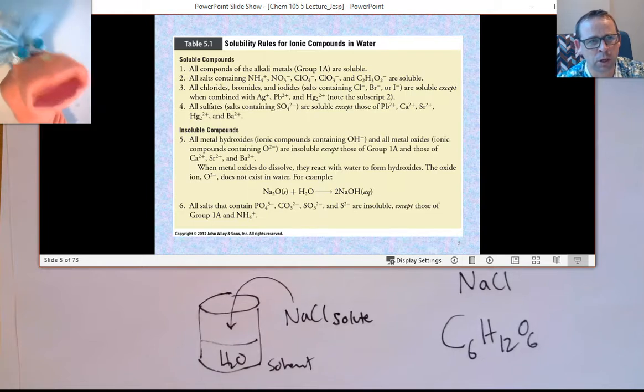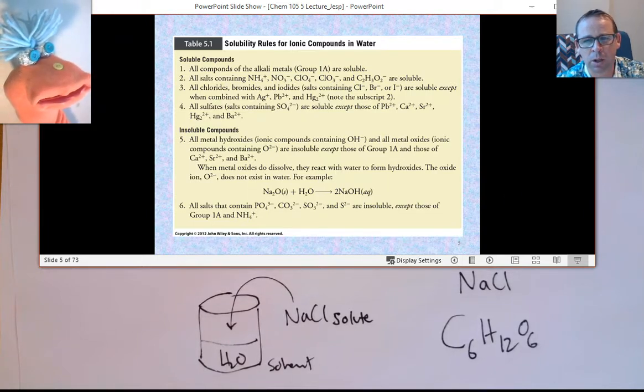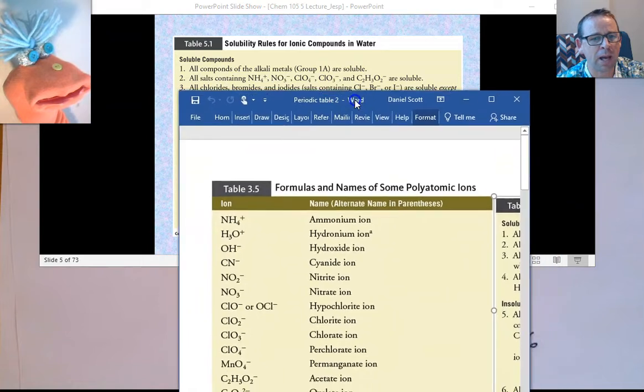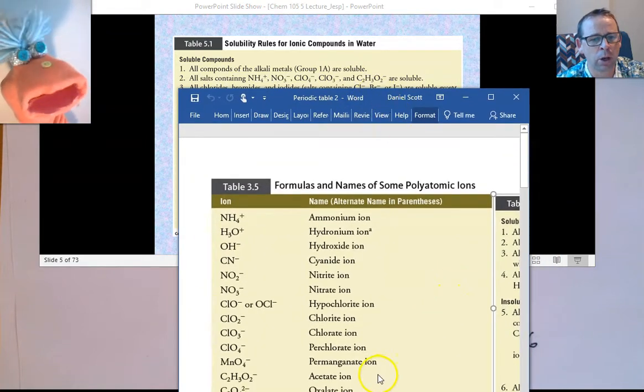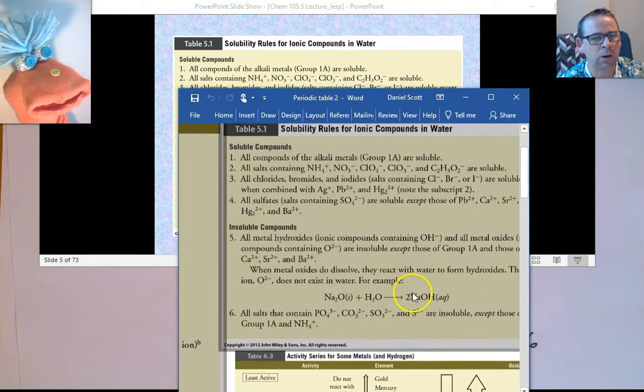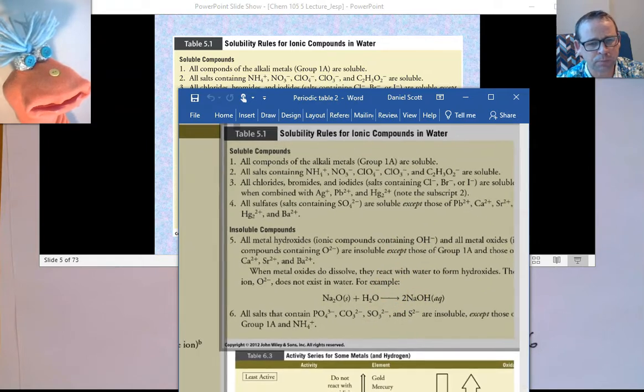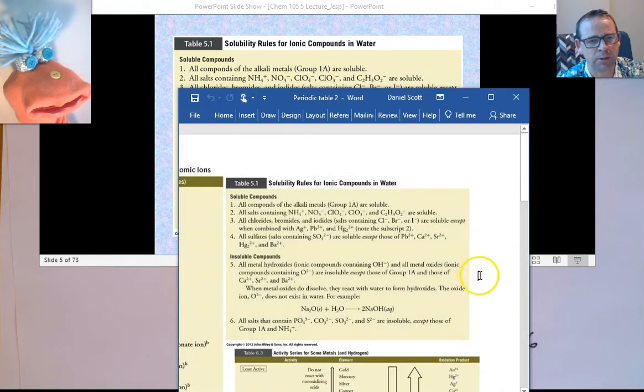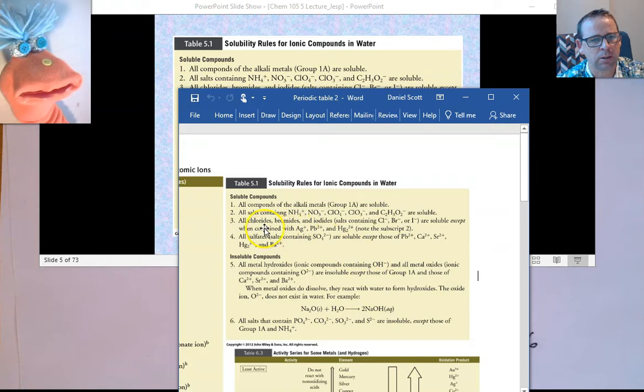Where'd you get this table? Well, it's in our book, but also it's on the back of our periodic table. Oh yeah, that's where it looks familiar. I knew it looked familiar. Yes, it's on the back of our periodic table that you guys printed out for yourselves, right? So these are our solubility rules.